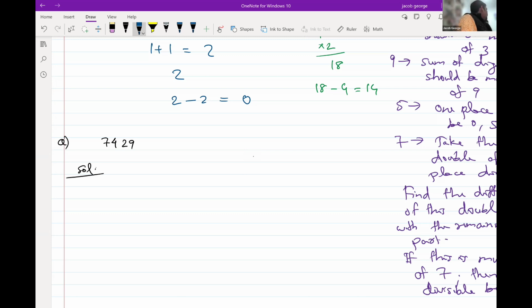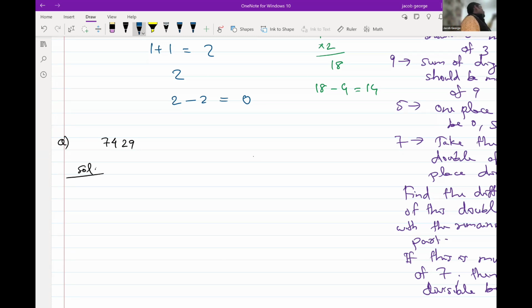What about, is it divisible by 11? No, sir. Sum of numbers in the odd places: 9 plus 4, 13. 7 plus 2, 9. 13 minus 9, it is 4. Okay, it is not. Then I check 13 and 17.